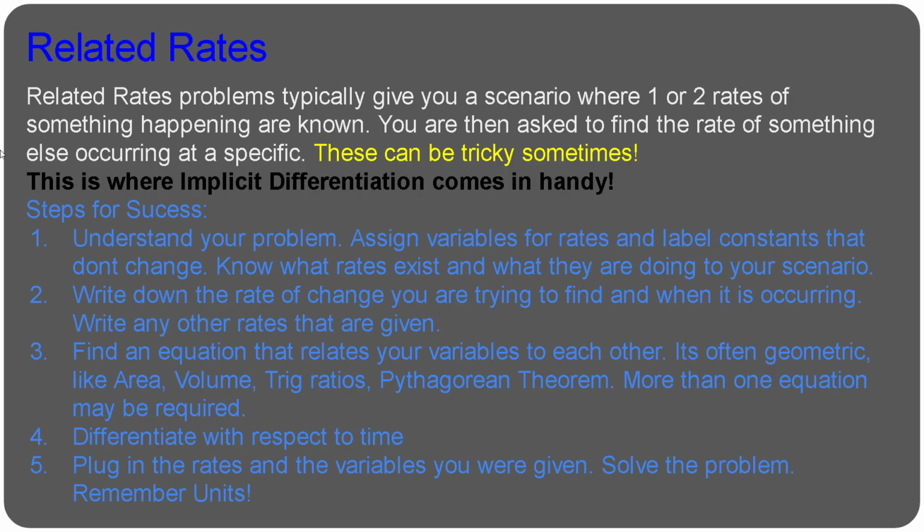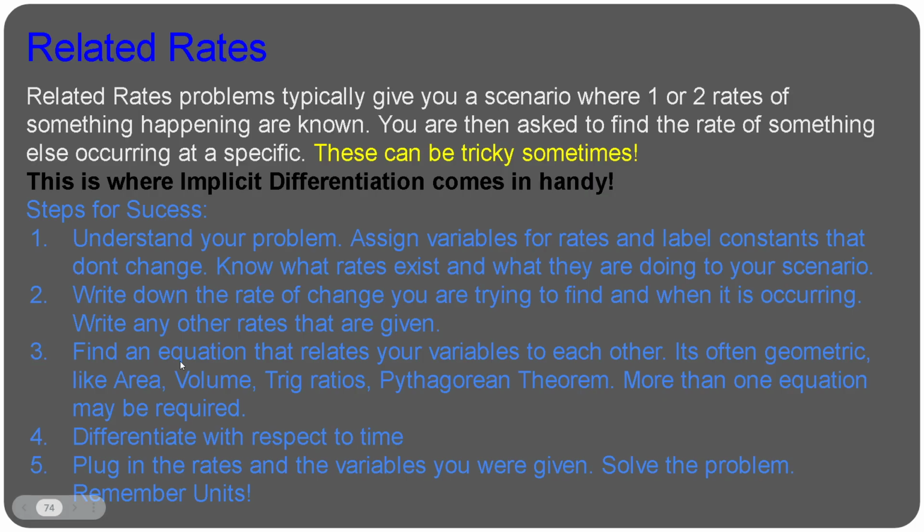And this is where, as I mentioned at the beginning of the video, implicit differentiation becomes really helpful in this type of problem. So let's go over some steps for success. Once again, understand your problem, assign variables for the things that change, and label constants for things that don't change. And then know what rates exist and what they're doing to your scenario. And then you can write down the rate of change that you are trying to find and when it is occurring. And then write down any other rates that you were given.